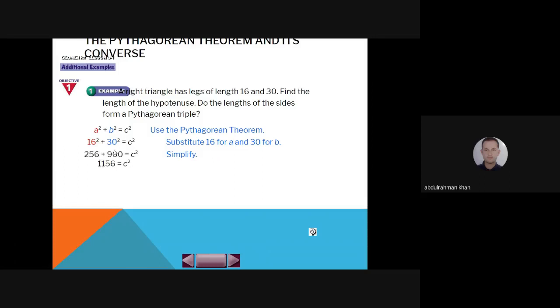Now by using the calculator, 16 square is 256 plus 30 square is 900 equals c square. Now we want c, but here is the square, so take the square root on both sides, and you will get c is 34. So the length of the hypotenuse is 34.